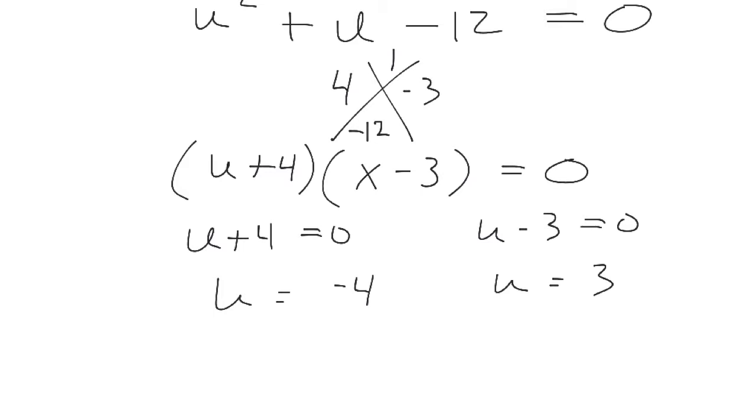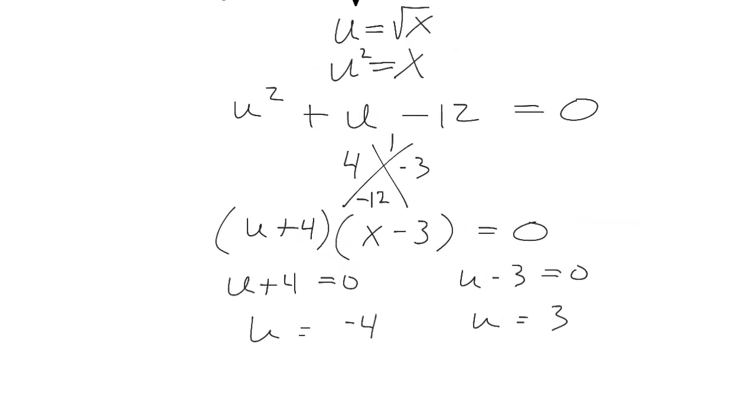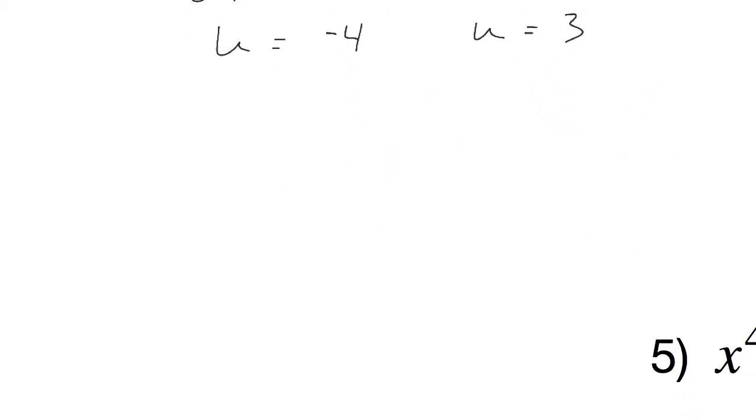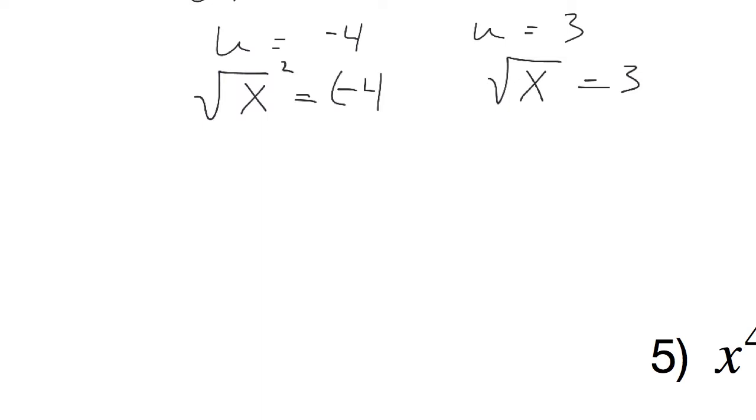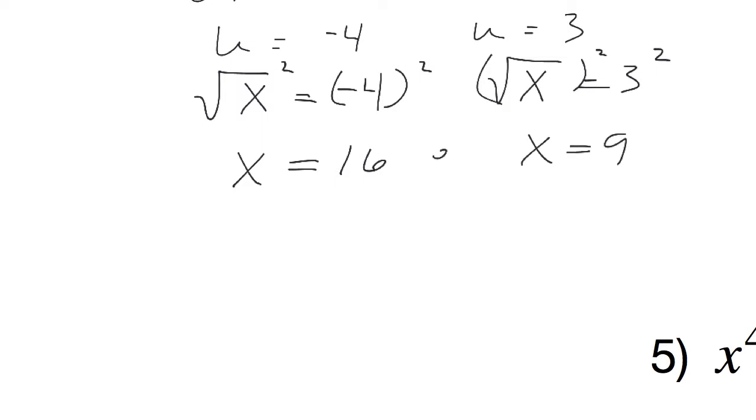Now, back substituting. What does u equal in the first place? It equals the square root of x. So, let's figure out what x should be. Rewriting the solutions in terms of x, the square root of x equals negative 4, because u equals square root of x, and square root of x equals positive 3. Now, let's square both sides, like we learned how to do last section. When you square both sides, that's fine and totally legal, but you have to make sure you check your answers, because it might introduce solutions that are not actual solutions. x is equal to 16, or x is equal to 9.